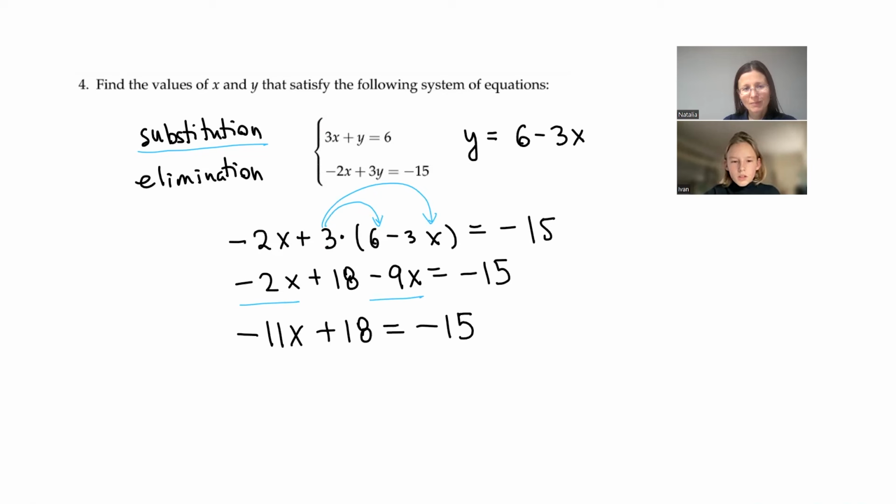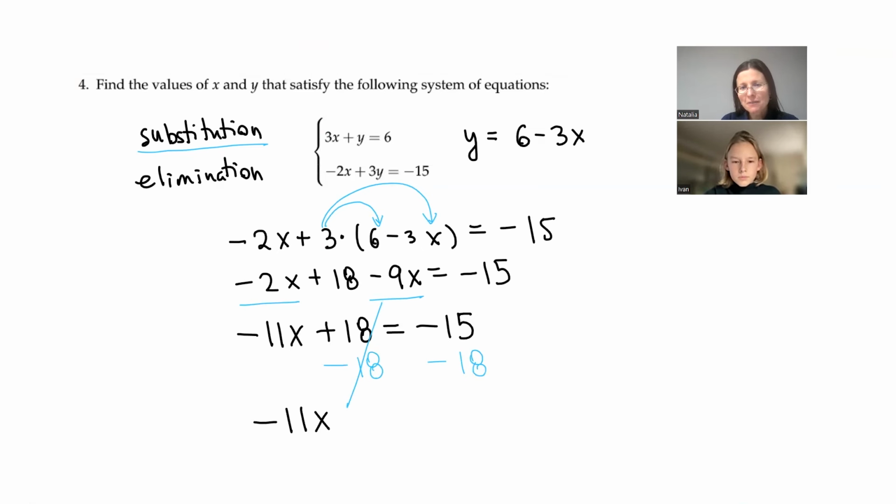Okay, now what we would do is, again, move all the constants to one side. So subtract 18 from both sides, because we want to isolate our variable. That's our way of solving linear equations. We isolate the variable. 18 is moved to the right, so negative 11x is by itself, just like we wanted.